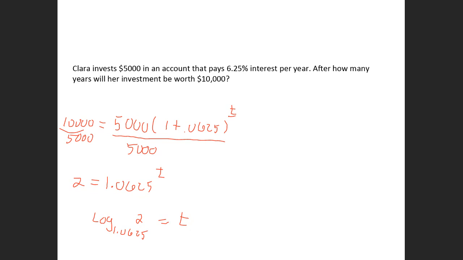Okay, so I'm going to jump into Desmos. Desmos has the awesome log function where you can just plug in. Oops, I have some extra stuff in here, so I'm just going to type in my log. My base is, what did I say, 1.0625 and 2. Ooh, way more than I thought it was going to be. 11.4. So it's going to take 11.4 years for the money to double.